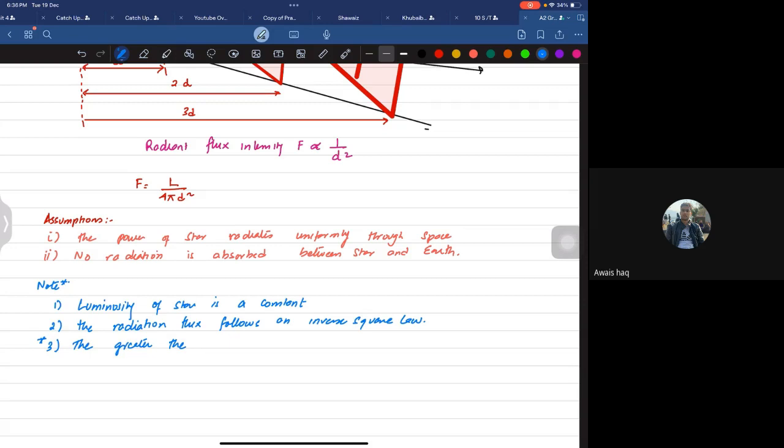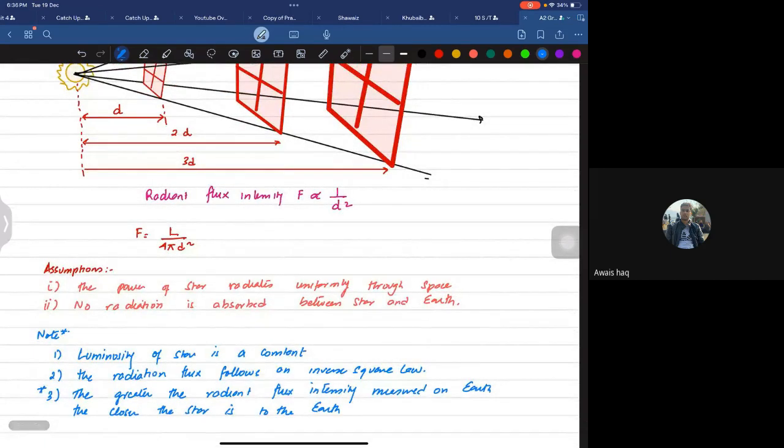the greater the radiant flux intensity measured on Earth, the closer the star is to the Earth. Because as you can see, the further away you go from the star, its flux intensity is going to get reduced by a function of square. So you guys need to remember that as well. All right. Let me know if you have a question here.